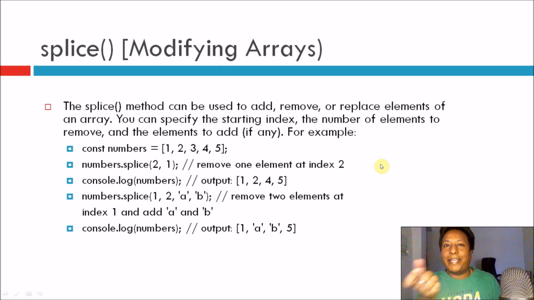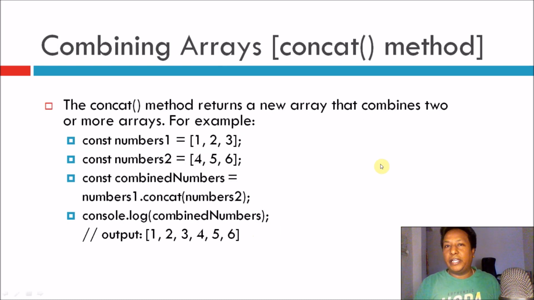So I hope splice is also clear. So next is combining arrays. If we want to combine two arrays into one, we can use the concat method. Suppose we have two arrays, number1 with 1 2 3 and number2 having 4 5 6. If we write combined numbers equals number1 dot concat, number2 array will be added to number1 and the output becomes 1 2 3 4 5 6.